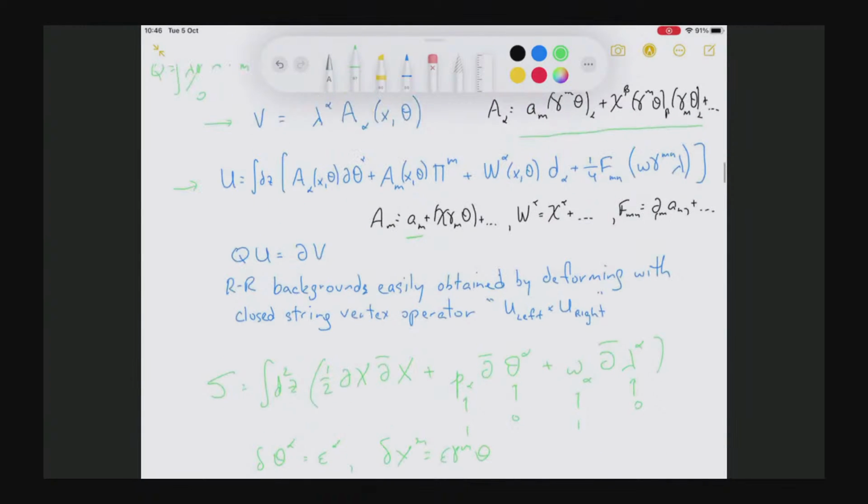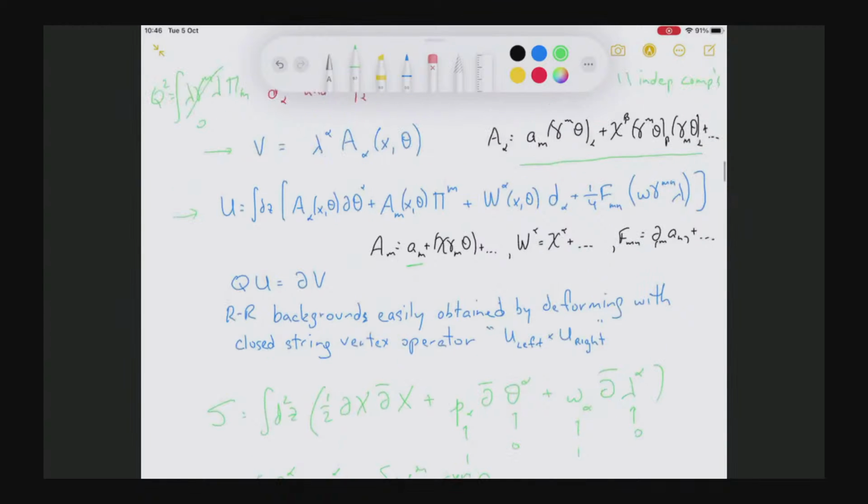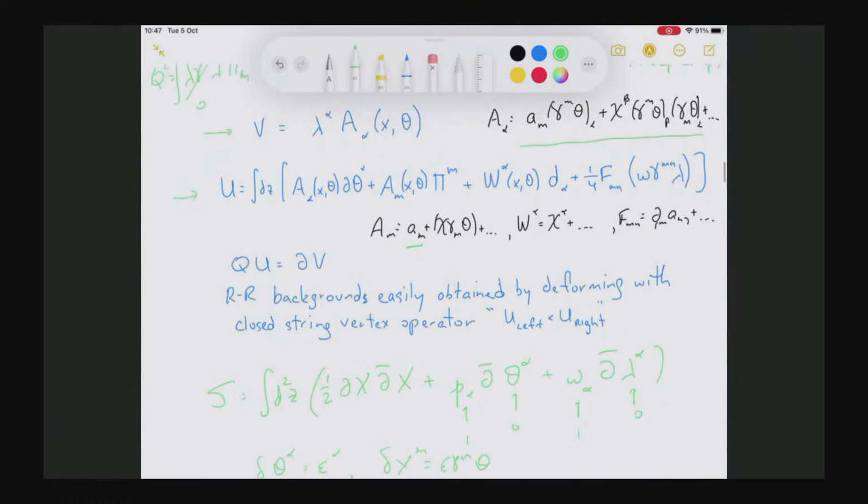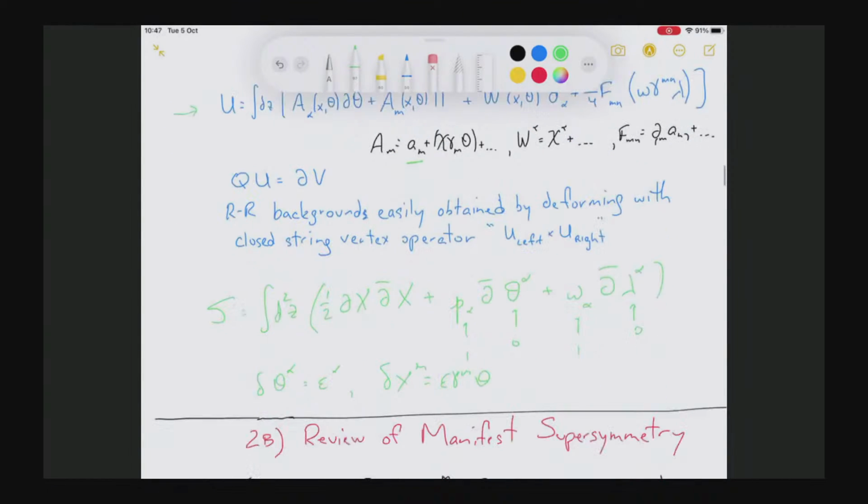Of course, we can also do Ramond-Ramond vertex operators by taking the closed version of this, which is just you take the left-right product of two open string vertex operators. And by adding that to the flat action, you can just construct Ramond-Ramond backgrounds in a straightforward way. Okay, so that's essentially a review of these three formalisms. Before I go on to the next part, are there any questions?